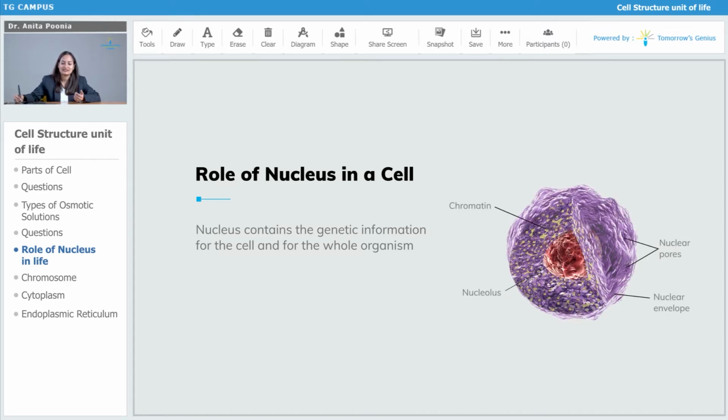This is the nucleus, the chromatin, nucleolus, nuclear pore, and nuclear envelope. Its function is to control the cell's metabolism and the cell activities. So it functions as a control center of the cell, as it is able to control the cell's metabolism, all the metabolic processes that are taking place in the cell, and all the cellular activities that are happening in the cell. It can control every single thing.